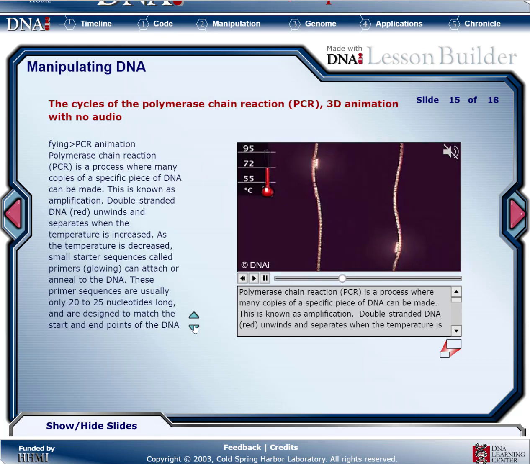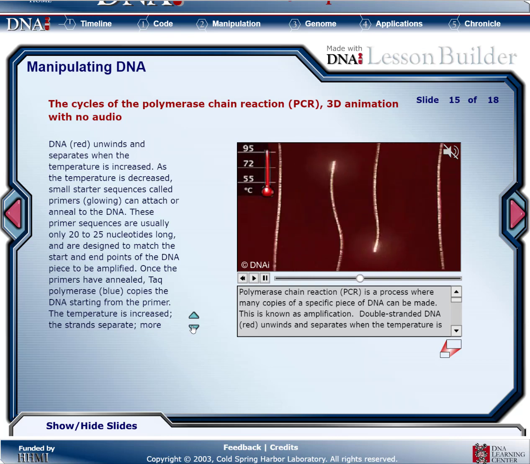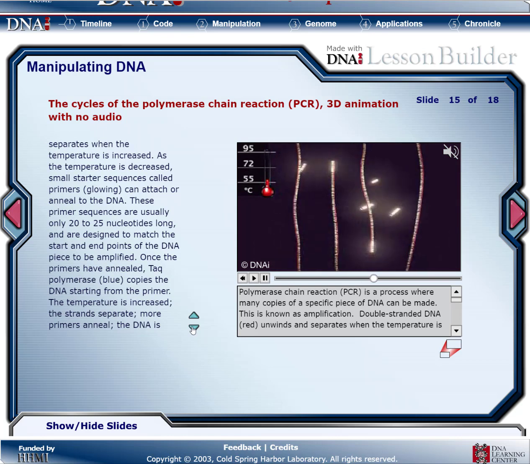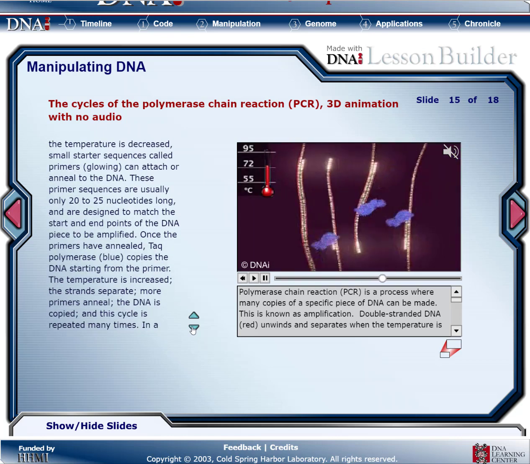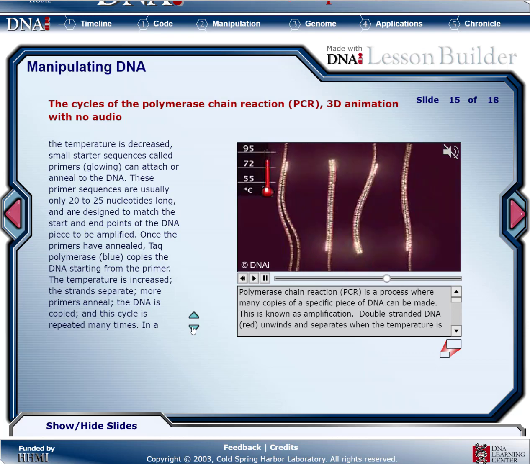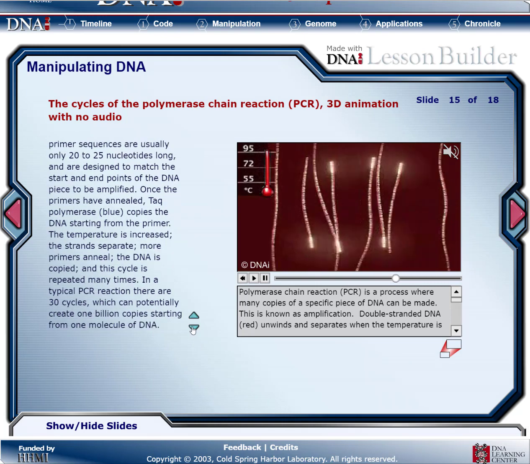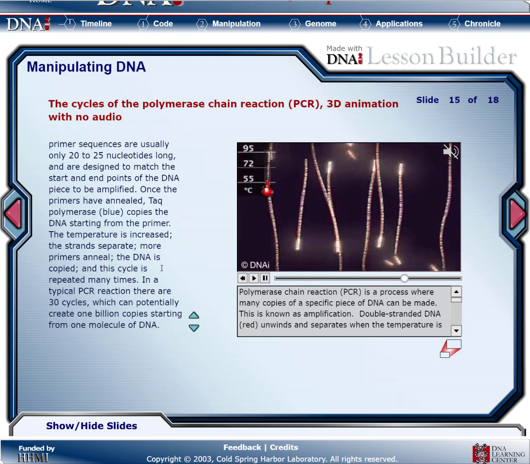These primer sequences are usually only 20 to 25 nucleotides long and are designed to match the start and end points of the DNA piece to be amplified. Once the primers have annealed, Taq polymerase, in blue, copies the DNA starting from the primer. The temperature is increased and the strands separate. More primers anneal, the DNA is copied, and the cycle is repeated many times.